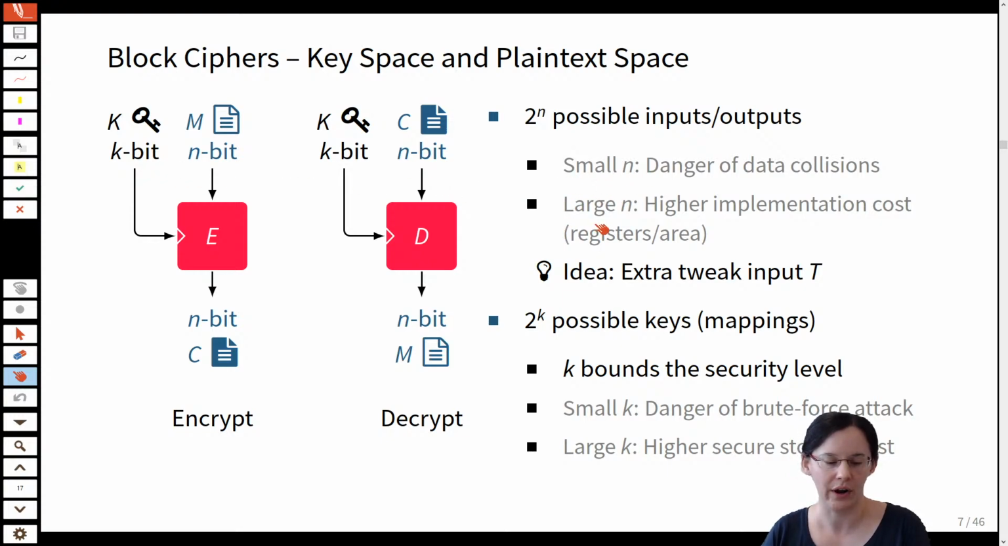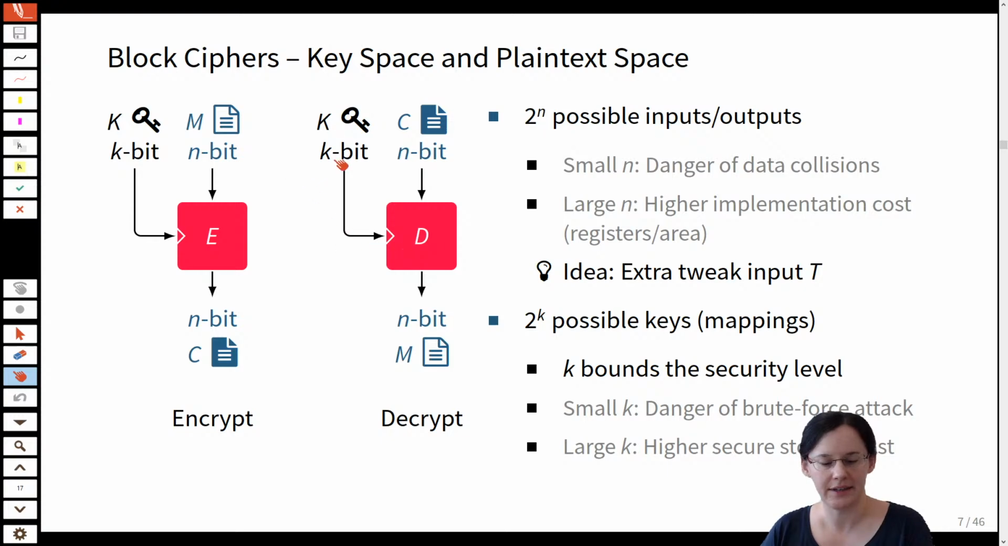If n is too large, of course, the implementation is a bit more complex because we need to store larger blocks at a time, and also the update function is going to be a bit more complicated. There is one trick that we already saw which can help to alleviate the problems of small n without all the cost of a large n, and that is to add an additional tweak input, which is different for each message block we process, so we don't have this collision problem.